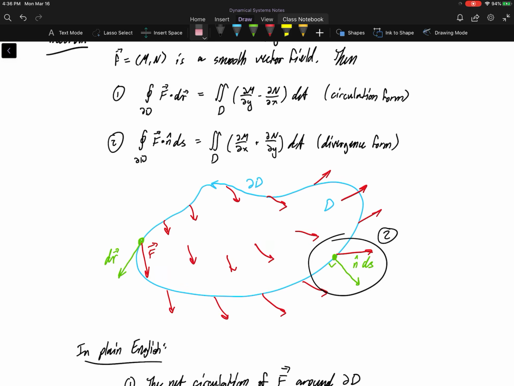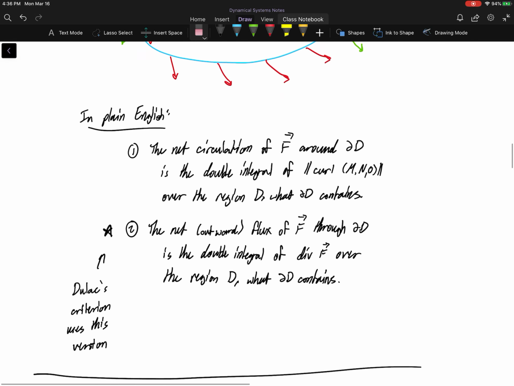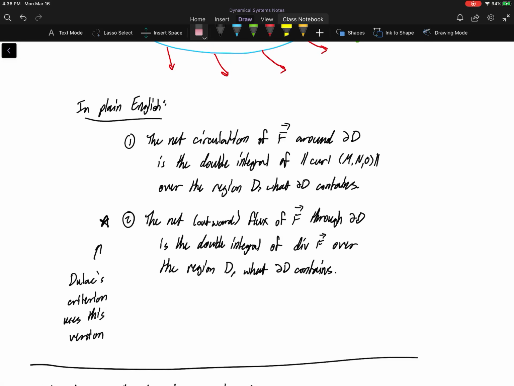Okay. So statement number 2 is what we're looking for here. We're measuring how the vector field wants to spread out over a simply connected region. And then we're measuring that flux through the boundary by some divergence, some density of the interior. Okay, so in plain English, there you have it. The net circulation of F around the boundary is the double integral of the absolute value of the curl, and that is the circulation density.